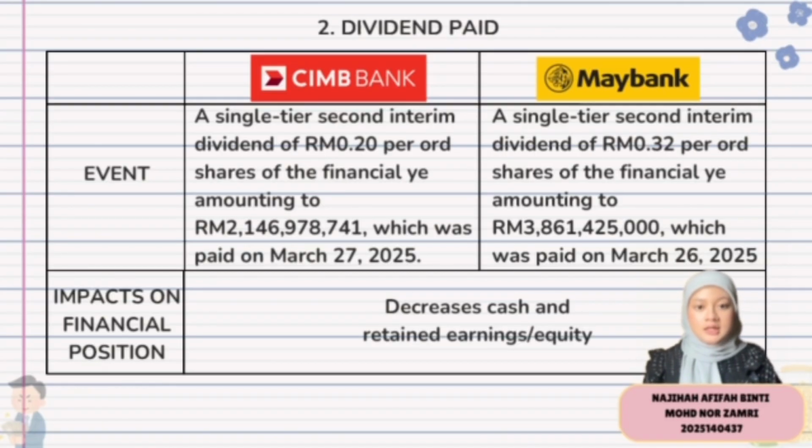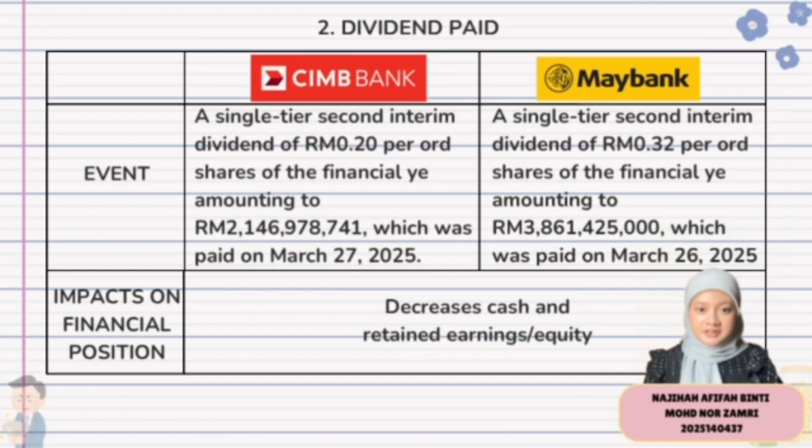CIMB Group executes a significant cash outflow for the payment of its single-tier second interim dividend amounting to 2 billion ringgit, which was paid on March 27, 2025. On the other hand, Maybank had an even larger distribution, paying a single-tier second interim cash dividend totaling 3 billion ringgit, paid on March 26, 2025.